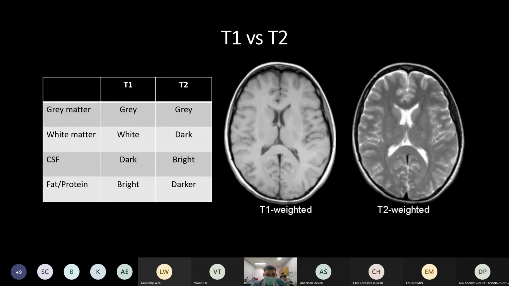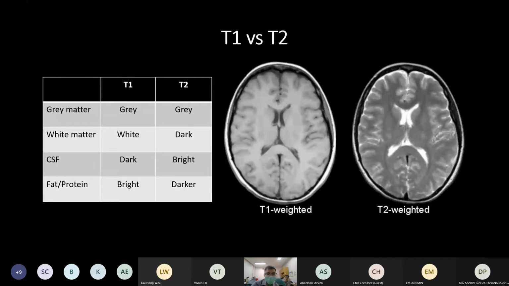Okay, T1 is also known as anatomical sequence because gray matter will appear gray, white matter will appear bright white, which means white will actually become white, gray will become gray. So you can see the gray matter outside is actually gray, and inside is the white matter, it appears white. As compared to T2, you see the outside, our gray matter will actually still be gray, but our white matter appears to be dark. So that's the first clue to differentiate between T1 and T2.